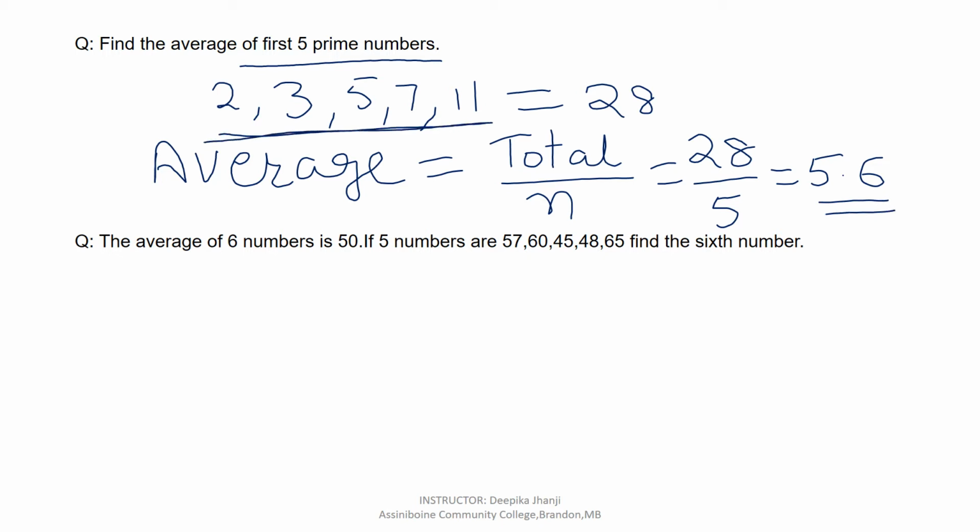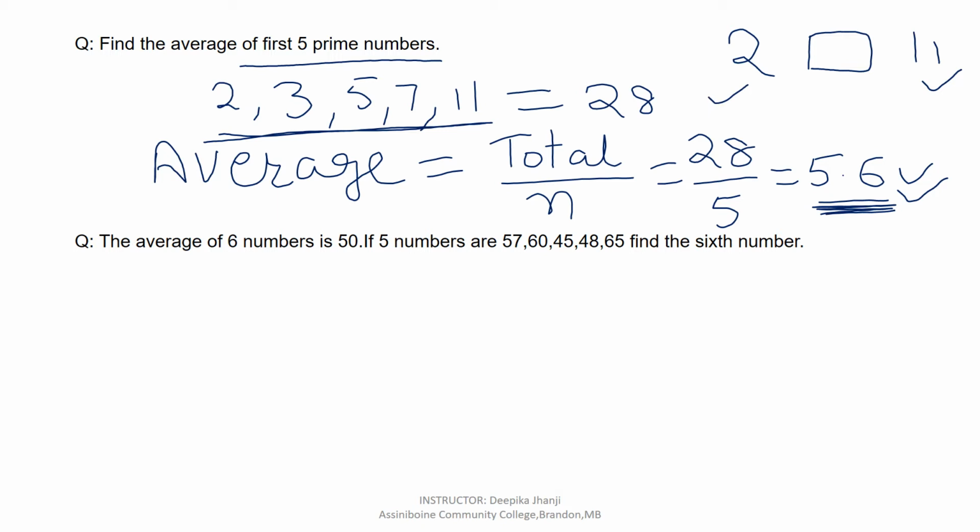And that makes sense. In your data, the lowest value is 2 and the highest value is 11, right? Now 5.6 being the middle value lies somewhere between 2 and 11. That is your checkpoint. Your average should always be somewhere between the highest value and the lowest value, right?